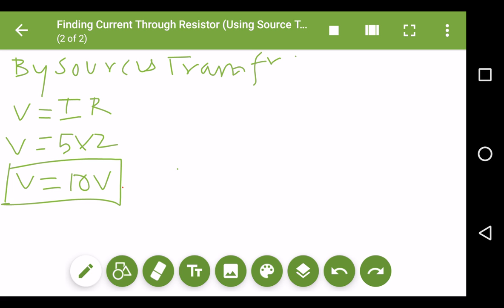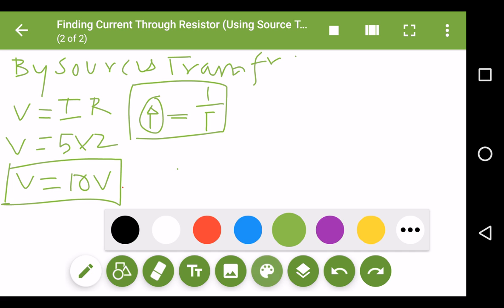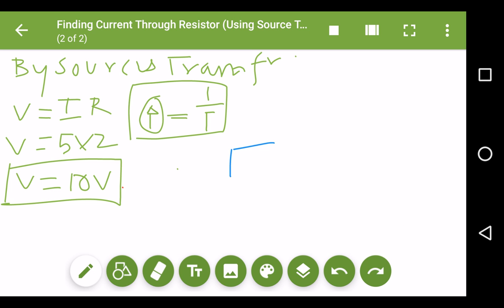The direction of current is upward, so my voltage will also be positive in the upward direction and negative in the downward direction. Remember this. So my diagram will look like this: a voltage source of 10 volt, which is new. Now the resistance which was in parallel with the current source has come in series in the voltage source. So this is my resistance in series of 2 ohms.